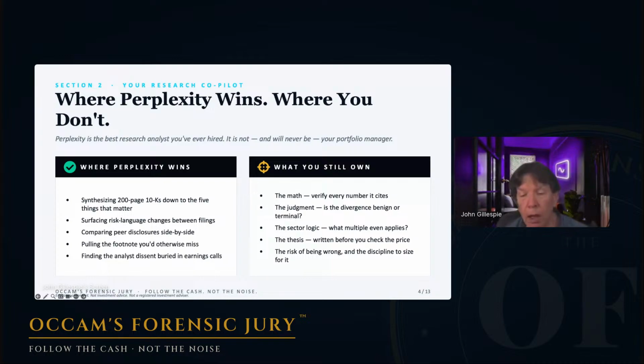You own the sector logic about the valuation multiple and how it applies. You write the thesis before you estimate a price. You carry the risk of being wrong, which means you size the position. AI compresses the work. It doesn't absolve you from doing it.